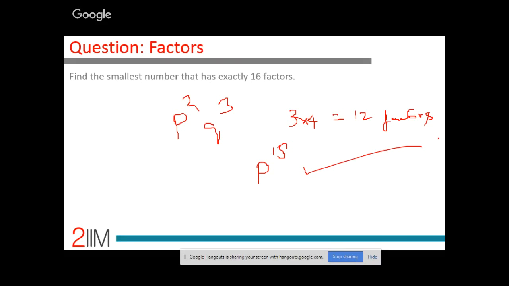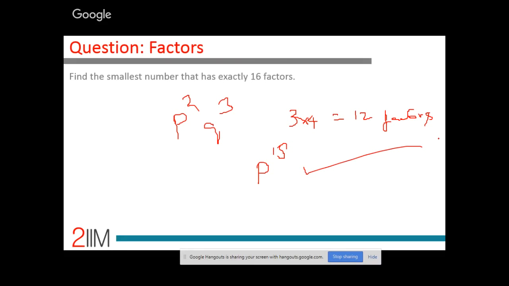And so now the challenge becomes: find all prime factorizations that can result in 16 factors. 16 can be written as 16. It can be written as 8 into 2. If you wrote it as 8 into 2, then you could have an underlying prime factorization, which is p power 7 into q. If you wrote it as 4 into 4, p cube, q cube.